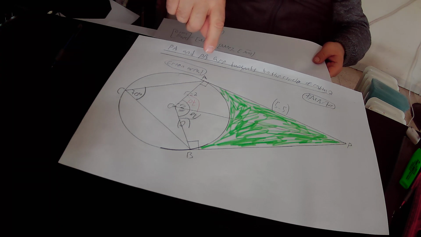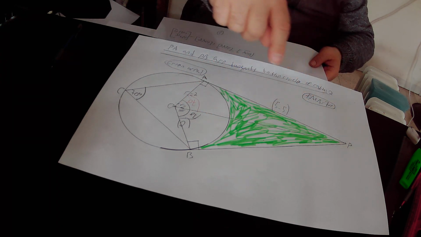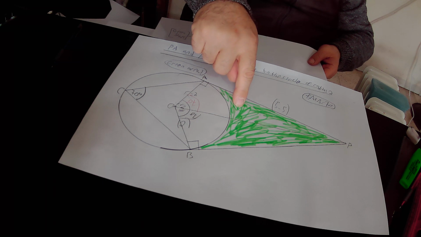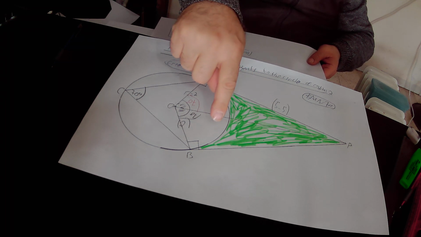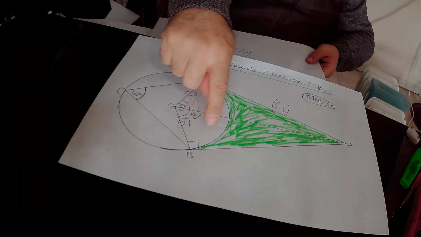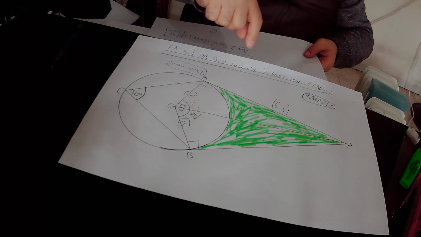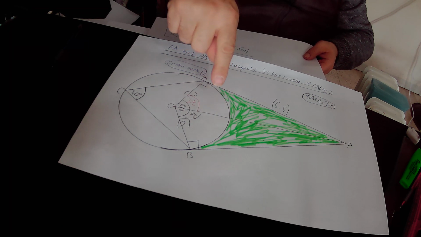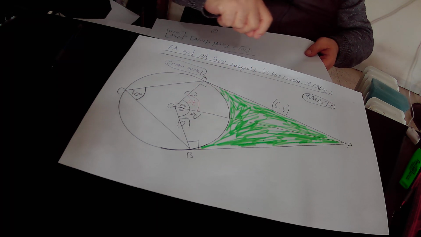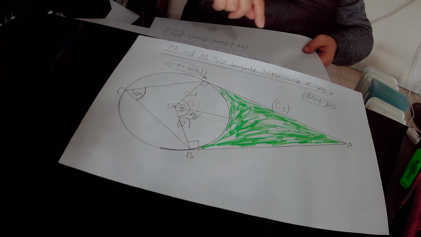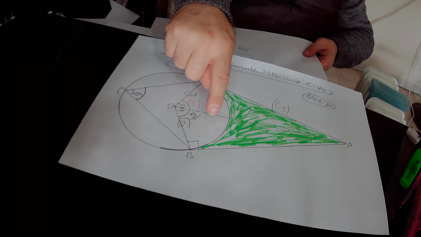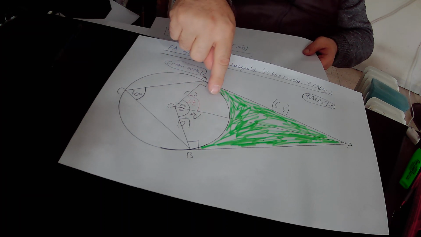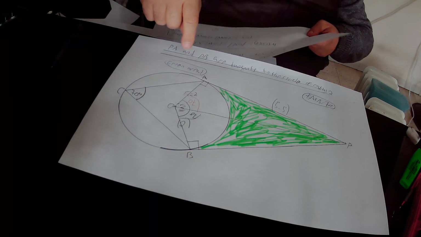Repeat again. The area of this ring shape equals the area of triangle APO plus the area of this right triangle BPO minus the area of this sector AOB. But because we proved that this right triangle AOP is congruent to this right triangle BOP, they also have the same areas. So we can substitute the area of triangle BOP by the area of triangle AOP because they have exactly the same areas.